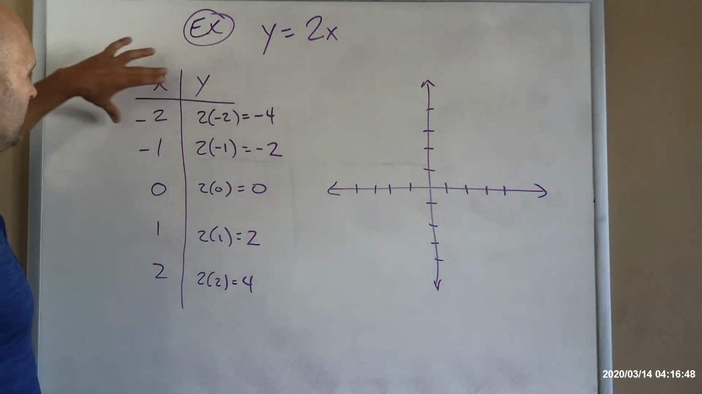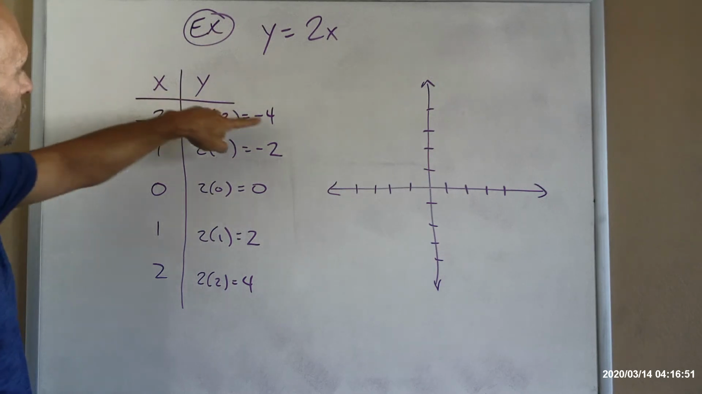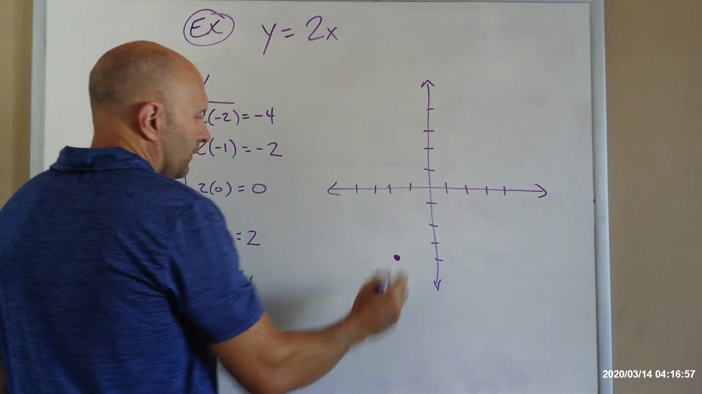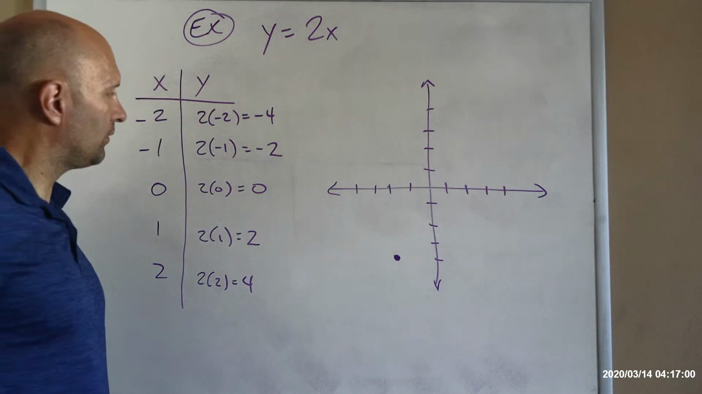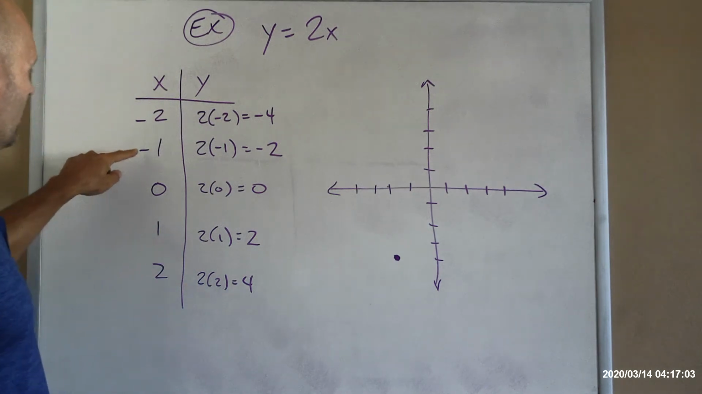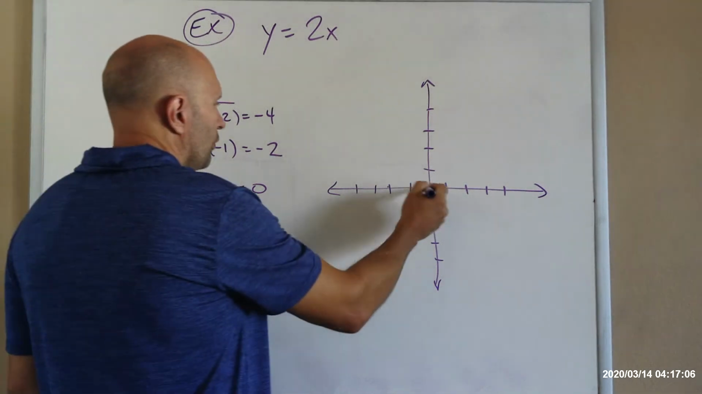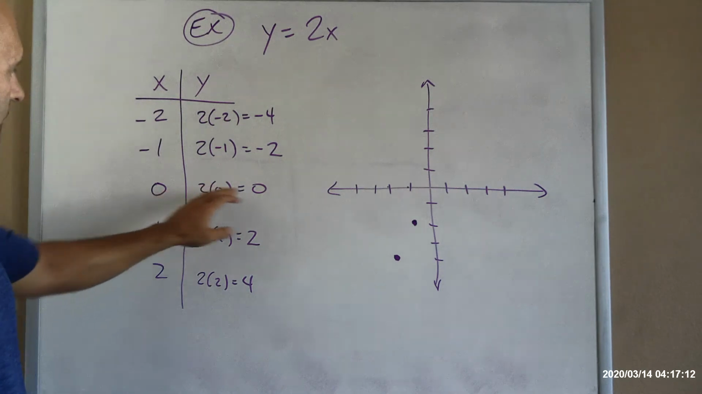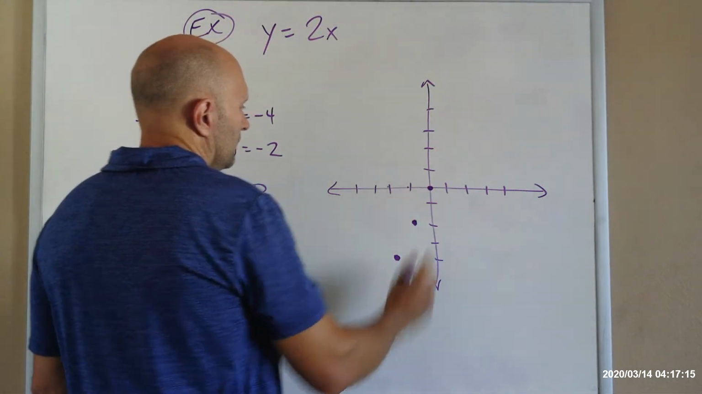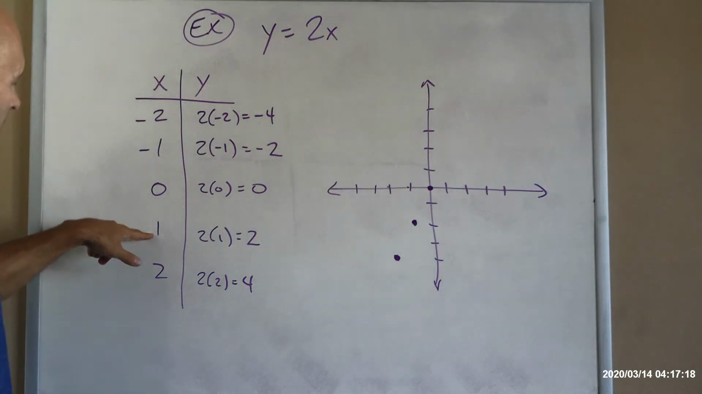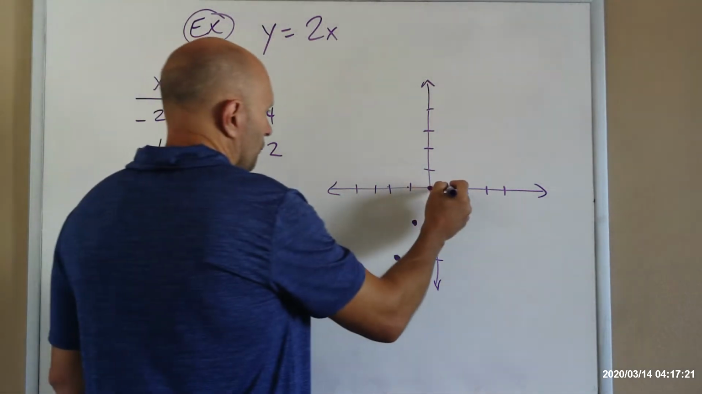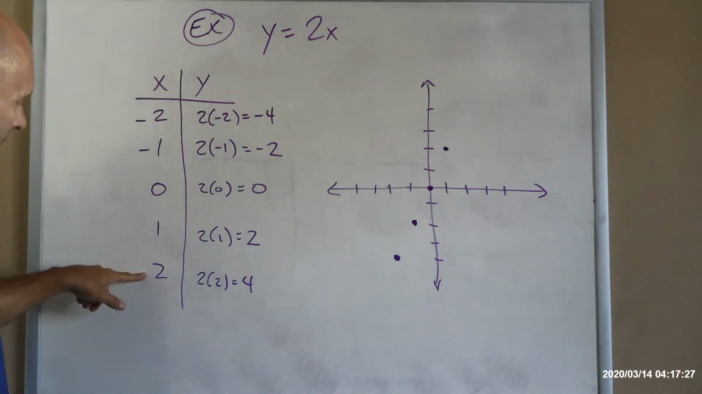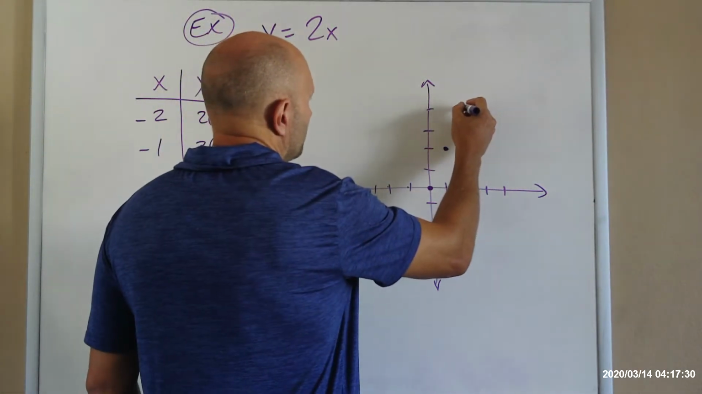So we created an ordered pair, right? X is -2, y is -4. So -2, -4 puts me down here in quadrant 3. Remember, negative, negative is quadrant 3. The second one, -1, -2, is 1 unit to the left, 2 units down. The third point, 0, 0, that's our origin. Fourth point, +1, +2, is 1 unit to the right, 2 units up. And the fifth point we chose is +2, +4. So that puts us up here.